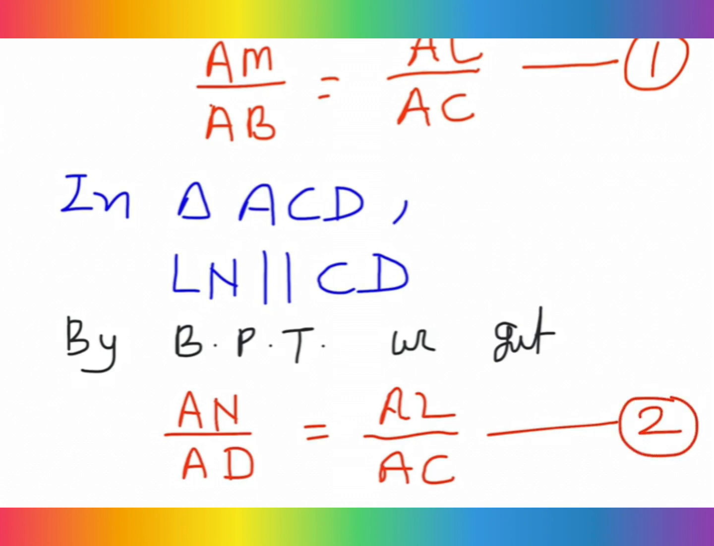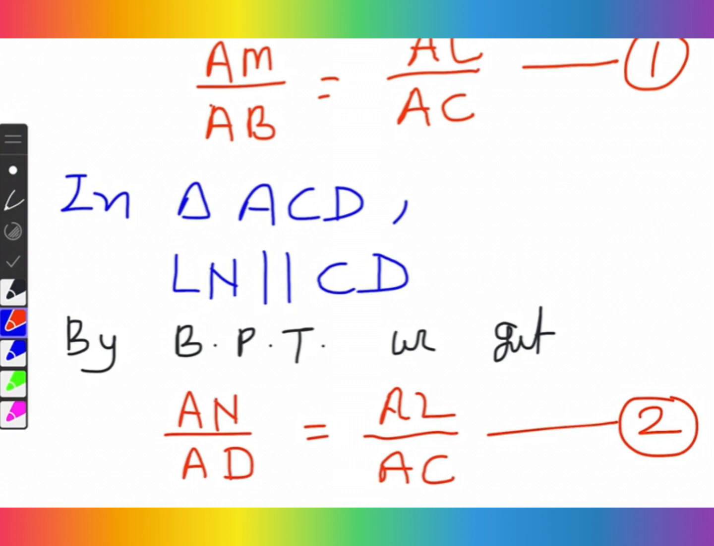Now you can compare equation number 1 and equation number 2. This is AM by AB equals AL by AC, and this is AN by AD equals AL by AC. The right-hand side is equal in both. So you put the value of AL by AC, that is AN by AD, in equation number 1. Put this value here, and what will you get? AM by AB equals AN by AD.